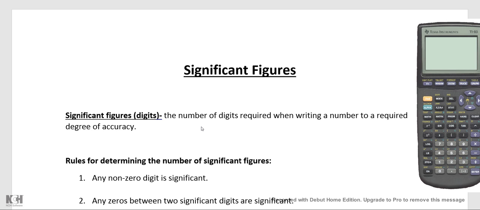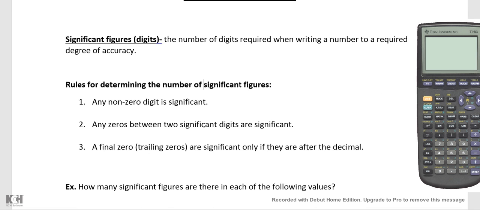When we're trying to determine the number of significant figures in a number, there are a few rules we have to look at. First rule, any non-zero digit is significant. So any 1 through 9 digit counts as a significant digit. Rule number 2, any zeros between two significant digits are also significant. So if we have a 0 between a 1 and a 5, then that 0 counts as a significant digit.